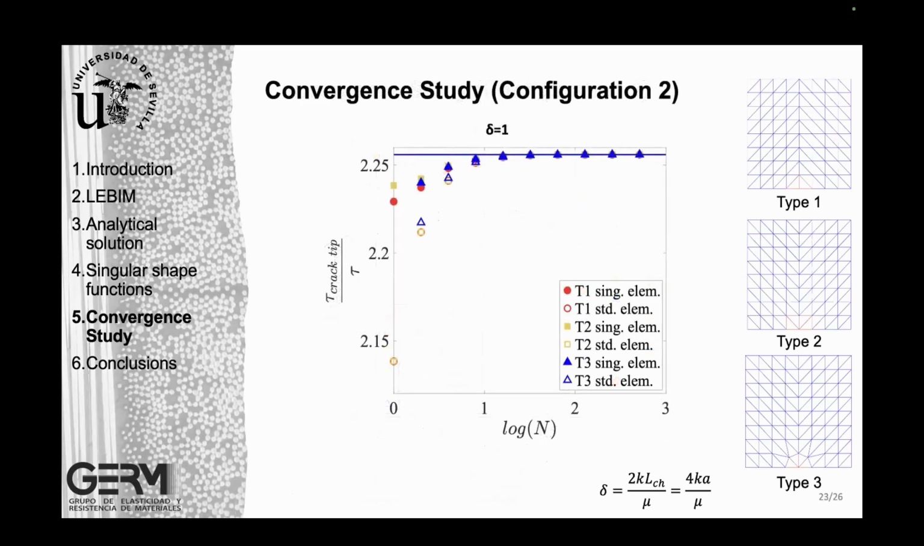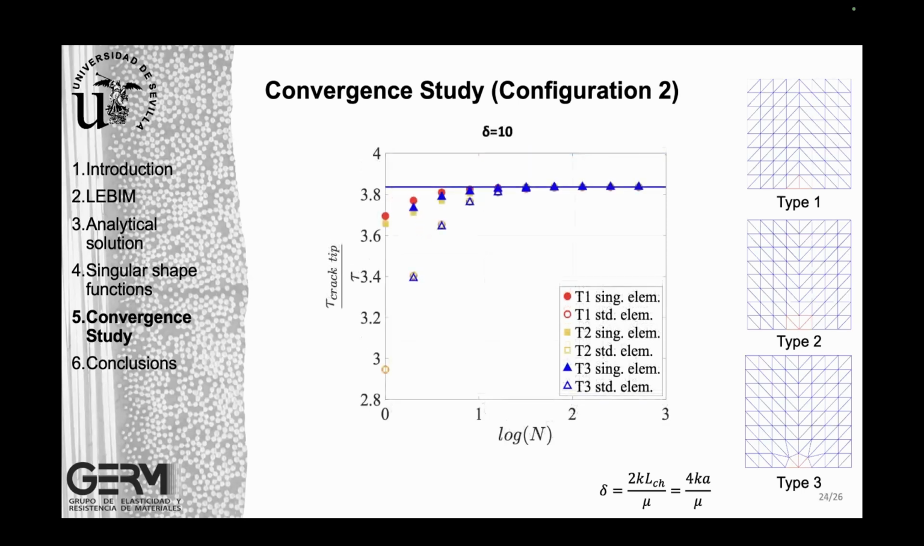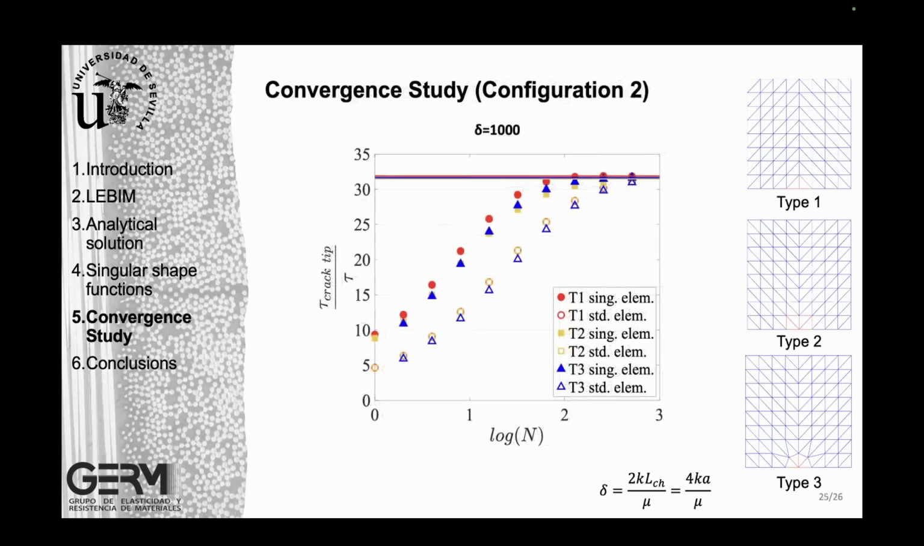If we go to the solution of the stresses at the crack tip, we can see once again very similar results. Stresses can be reached easily when the interface is not stiff. But once again, if the interface becomes stiffer, let's go directly to 1000, we can see, for example, that with singular elements, we reach a convergence value much faster than with standard elements.